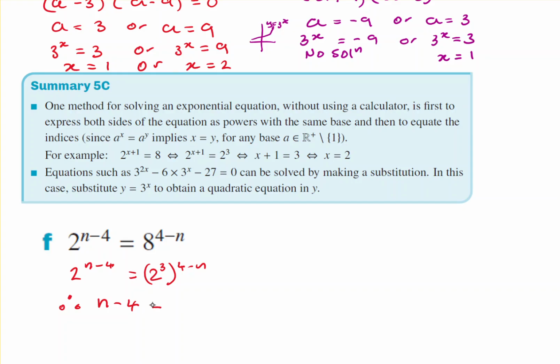So n minus 4 is equal to, so when we raise that to the power 3, it's 3 times both those terms. So that will be 12 minus 3n. Move the 3n over here. What are we going to get? 3n and 1n is 4n. Move the 12 over and we'll get 8. No, we won't. We'll get 16. Thanks for picking me up there. Sure one of you did. And 16 divided by 4 is 4.